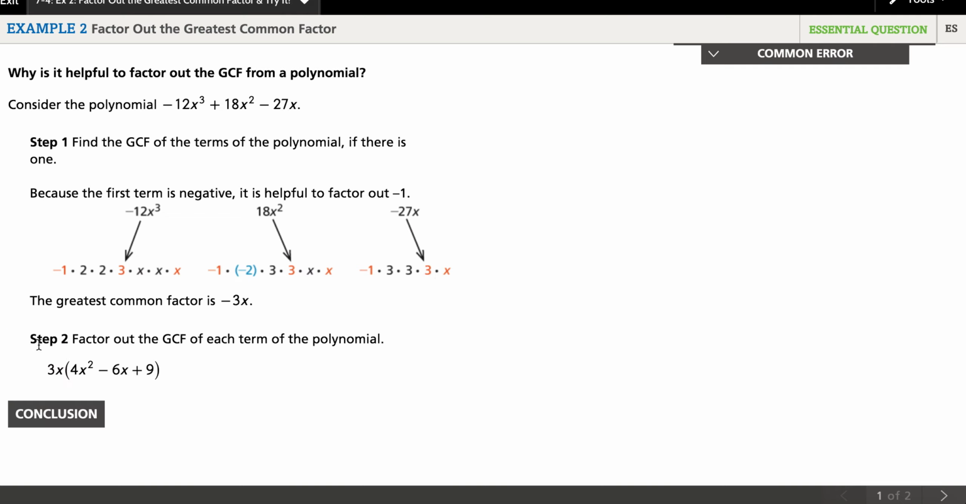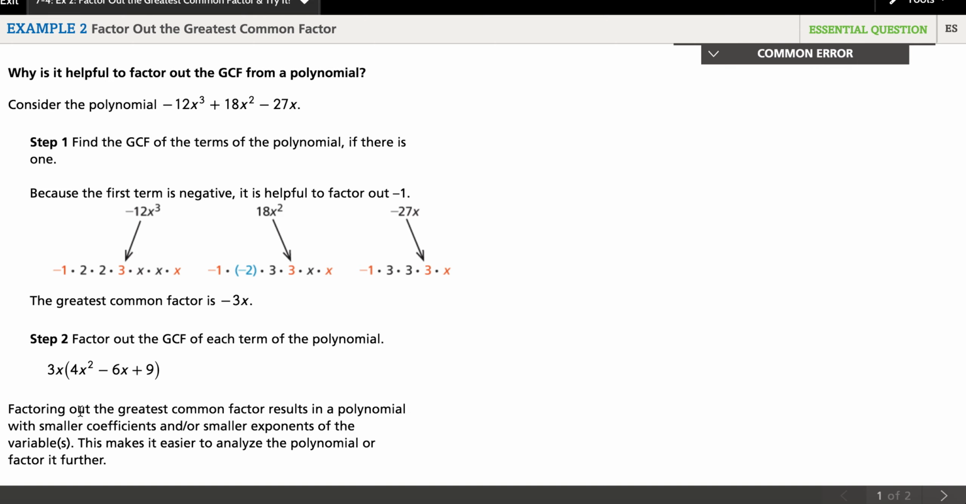Step number 2. Step 2, factor out the GCF. Factor out the greatest common factor. GCF stands for greatest common factor of each term of the polynomial. So it's 3x. You see how we break it down now? It's 3x times 4x squared minus 6x plus 9. So this is one way to factor out the GCF.